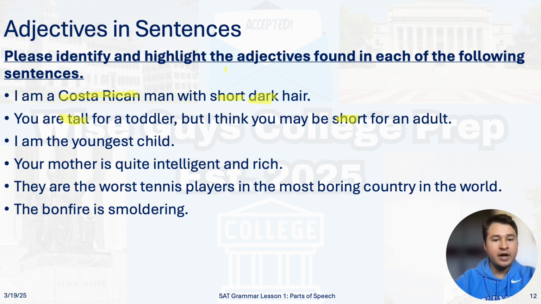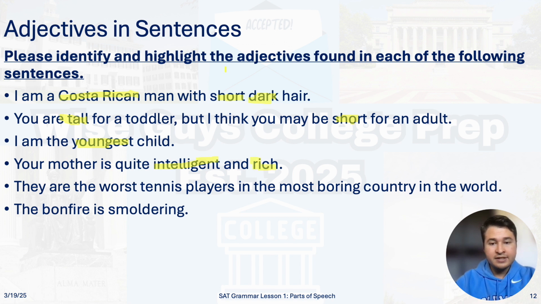I am the youngest child. Youngest is the adjective in here. Your mother is quite intelligent and rich. Quite is an adverb that modifies the intensity of the adjective intelligent. Okay, so only intelligent, and then here you have rich, okay?